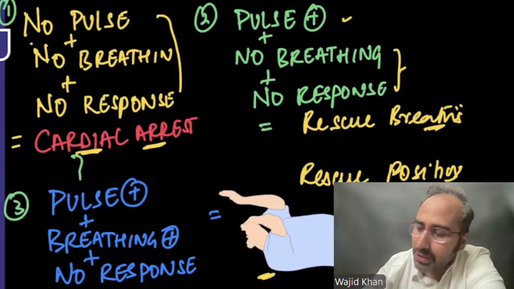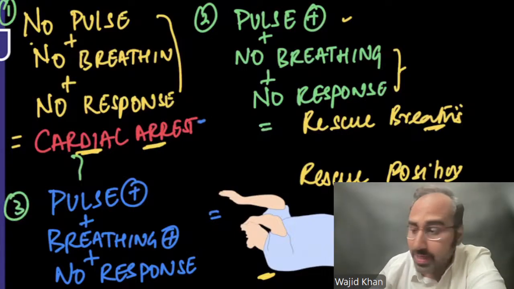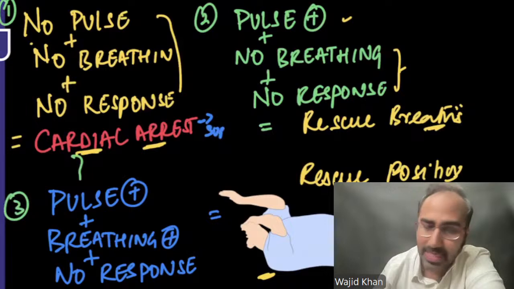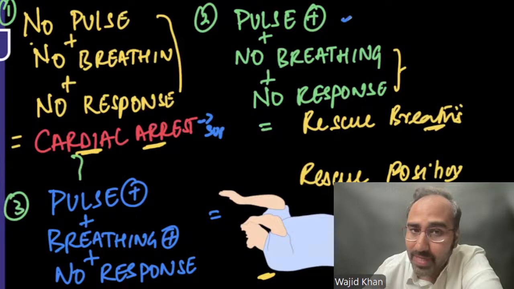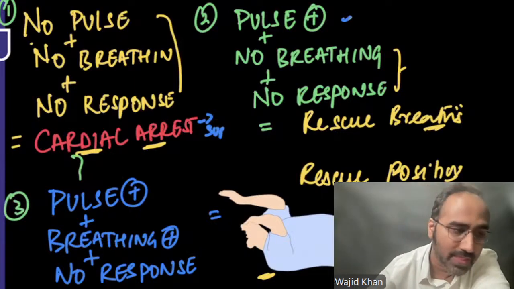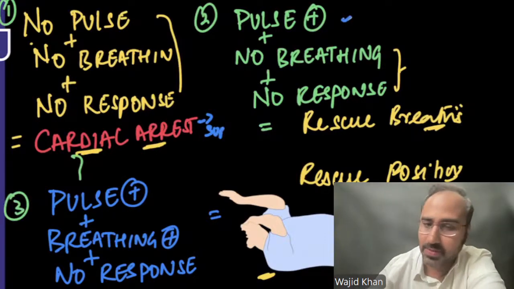If the patient has no pulse, no breathing, no response, the patient is in cardiac arrest. A cardiac arrest patient needs CPR. For CPR to be done effectively, the patient should be in a supine position. You can't give CPR in this position. Next, if there is a pulse but no breathing, you have to just give rescue breaths to the patient, again in a supine position only.